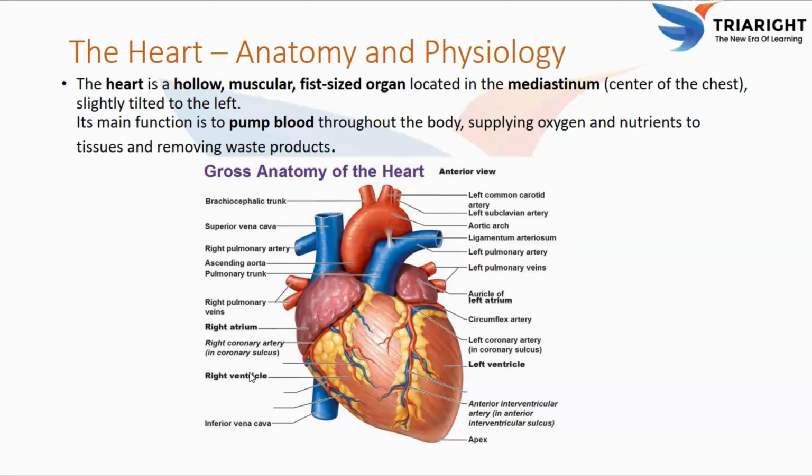The right ventricle pumps the blood to the lungs through the pulmonary trunk. And the left ventricle is the strongest chamber with thick walls. It pumps oxygenated blood to the whole body through the aorta.